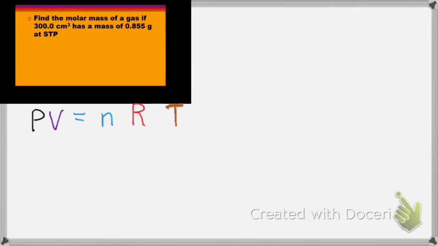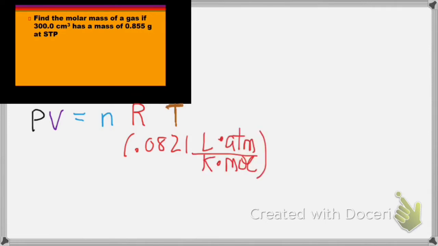So let's look at an example. We're being asked to find the molar mass of a gas if 300 centimeters cubed has a mass of 0.855 grams at STP conditions. So we know we're going to need PV equals nRT, and we're going to start by plugging in our value for R, the 0.0821 liter atmosphere over Kelvin mole. We want to begin by plugging in the R value because that makes us well aware of all the other units that we need for the specific variables.